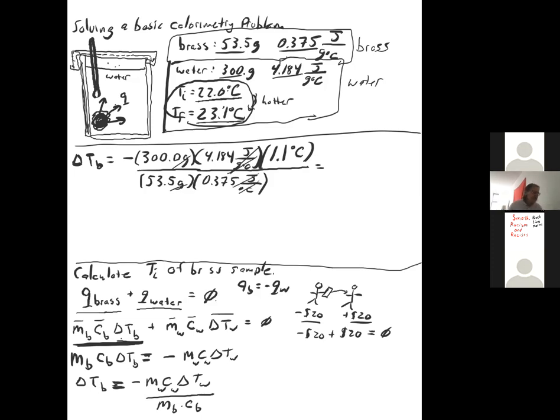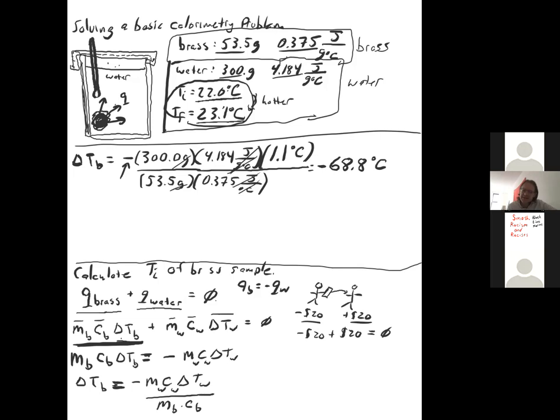So that's cool. So let's do this problem. 300 times 4.184 times 1.1 divided by 53.5 divided by 0.375. And it looks like it's 68.8 degrees C. There's a minus that I even talk all about this negative sign and then I forget to put it in there. There's a minus, right? Don't forget that minus.